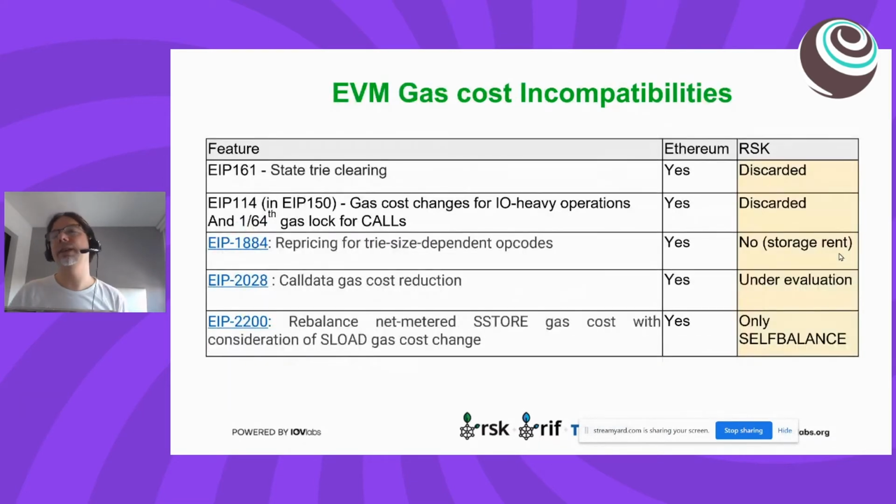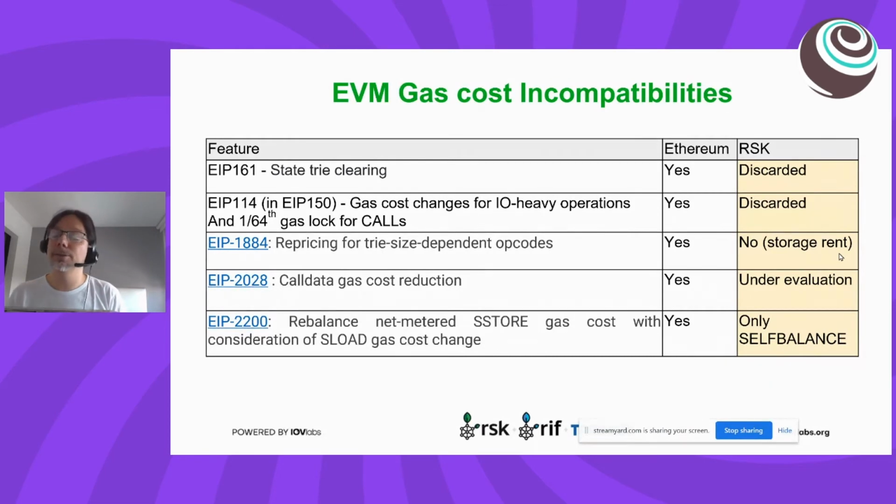What is different in RSK? Those changes in Ethereum that I would say may be harmful for the platform, but that Ethereum has no choice but to take. One example is EIP 161, which Ethereum had to do to clean the state of the blockchain after a spam attack on accounts with zero balance, and that RSK didn't need to do.